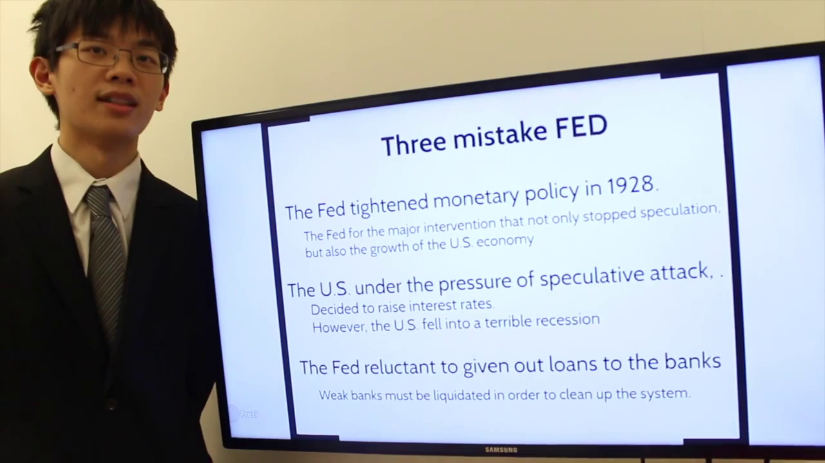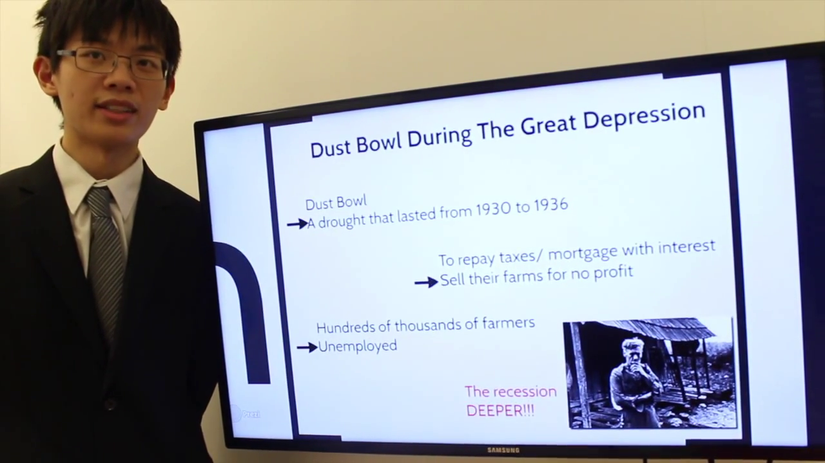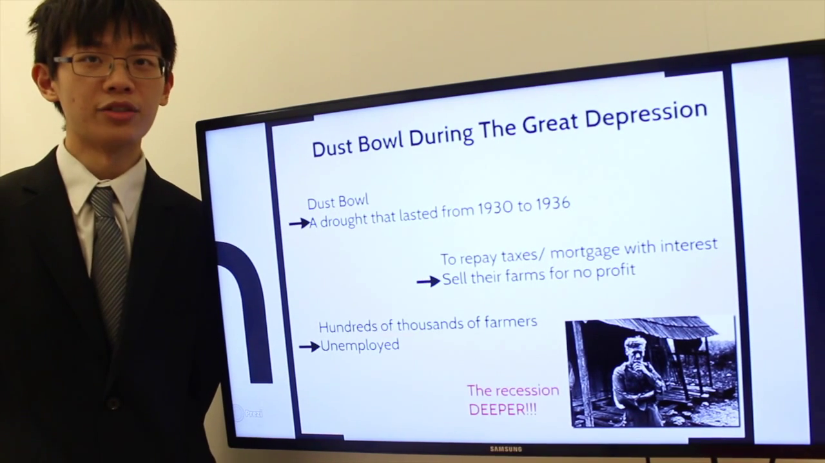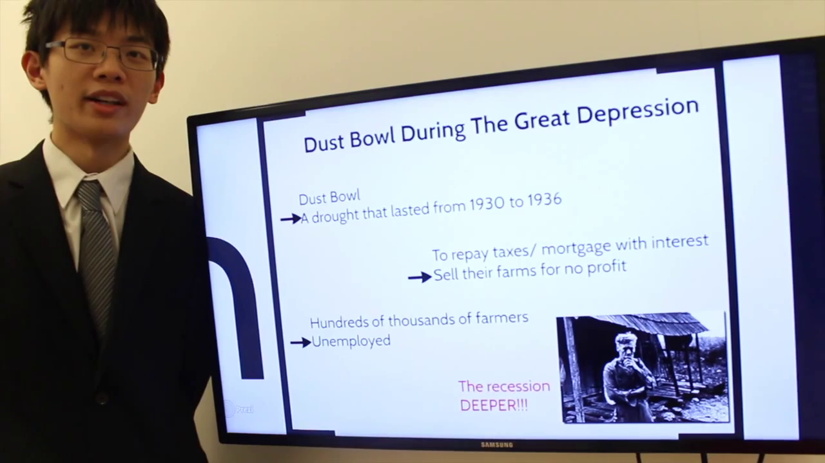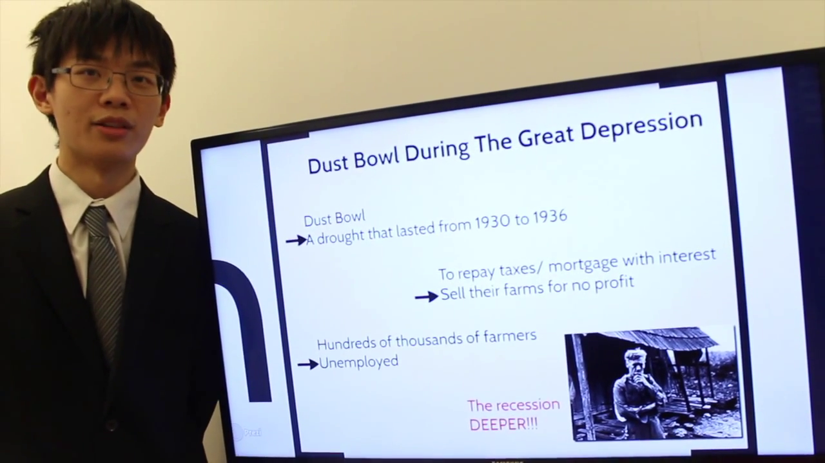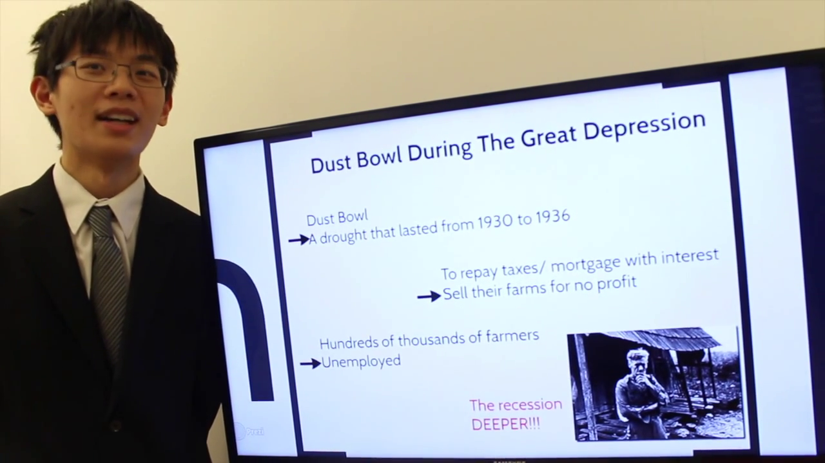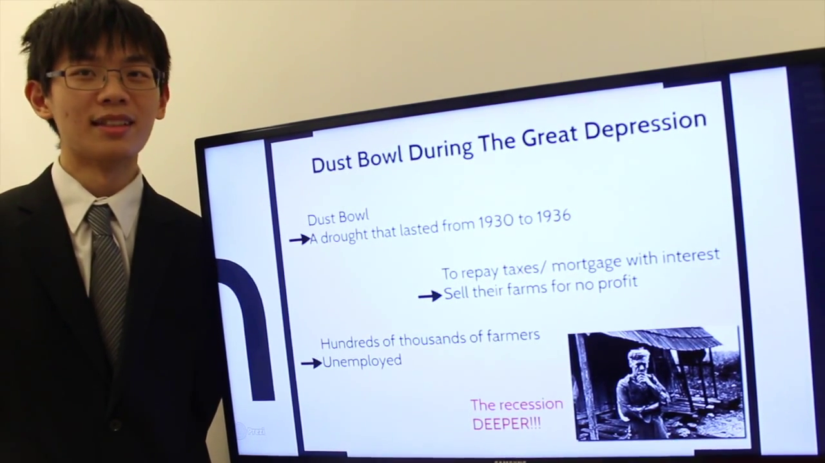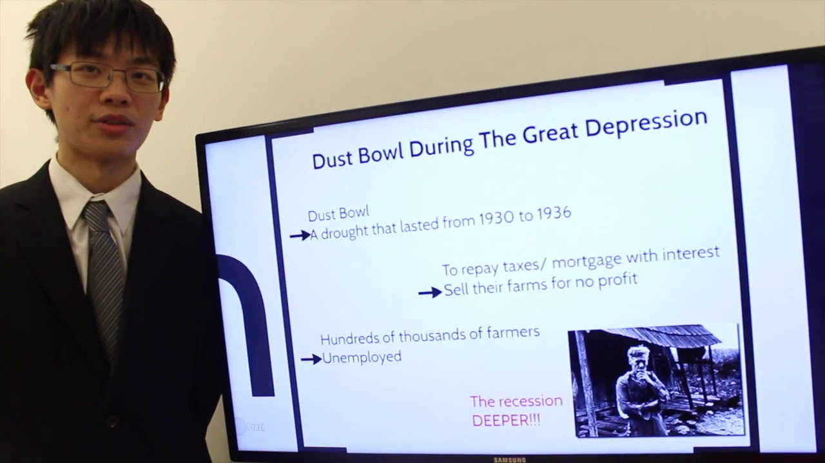Thus, the Great Depression occurred from 1930 to 1936. Hundreds of thousands of farmers who borrowed money from banks during the Roaring Twenties now could not pay back their loans due to very high interest rates. They had to sell their farms at a very low price. They were unemployed now, making the recession deeper.